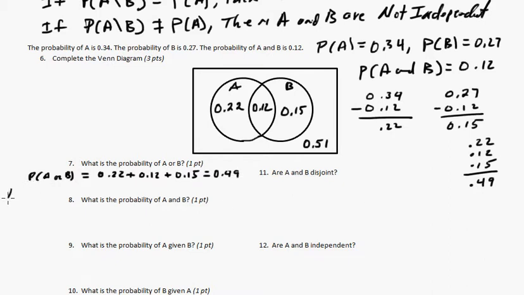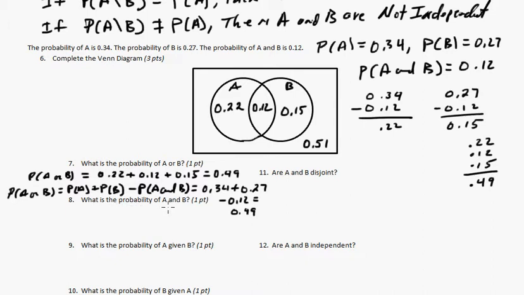Another way to do it is to use the formula. The probability of A or B is equal to the probability of A plus the probability of B minus the probability of both A and B. So that's going to be, the probability of A is 0.34 plus 0.27, and then we need to subtract off 0.12. And again, it's going to be the same thing. It's going to be 0.49.